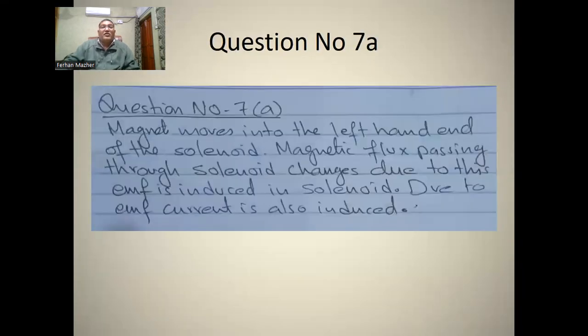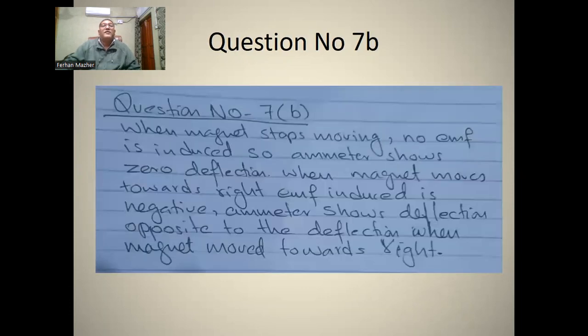Okay, so this one is done. When the magnet stops moving, no EMF is induced, so the ammeter shows zero deflection. This was not supposed to be written in the answer. The question was, when it moves to the left, what will happen? So when the magnet moves towards right, EMF induced is negative, and ammeter shows deflection opposite to the deflection when the magnet moves towards the right. Here I was supposed to write left. Let me correct it.